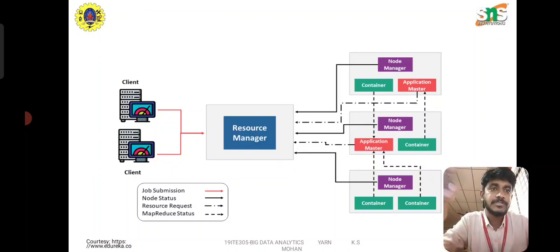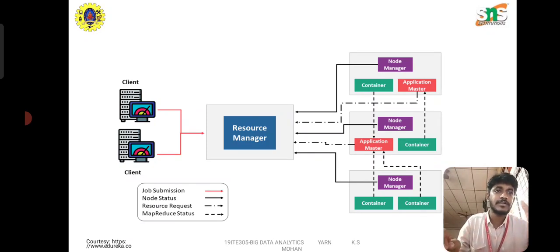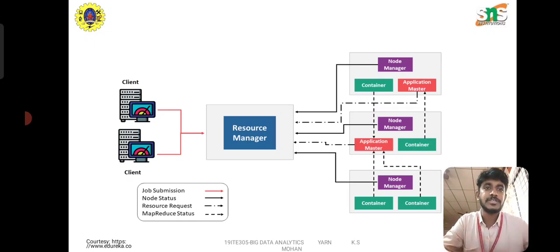Then resource requests, the kind of resources to be requested. Then the MapReduce status is denoted by the dotted arrows on the screen. In the picture we can understand the MapReduce status going from the application master to the resource manager, and meanwhile from the application master to the container we also have the MapReduce status. These things are carried out in YARN.